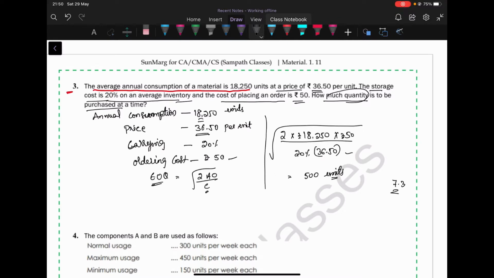If I ask you how many times we need to place a request, the number of times requests are to be made, in the sense what is the annual consumption divided by how many units you are placing the request for, that is the EOQ. The annual demand is 18,250 divided by every time you are placing the request for 500 units. So I can say how many times we are placing the request: 18,250 divided by 500 is nothing but 36.5 times we are placing a request for the annual consumption of material.